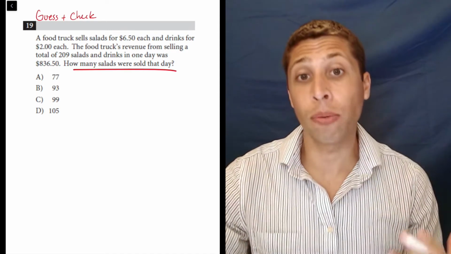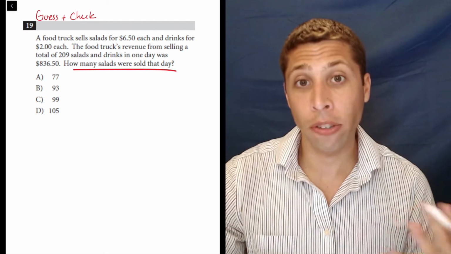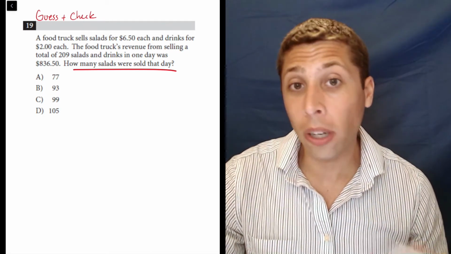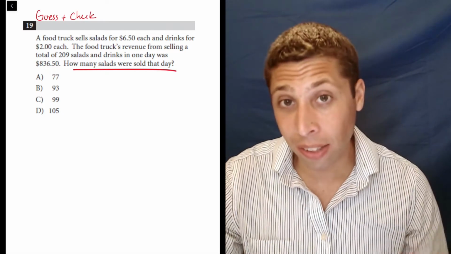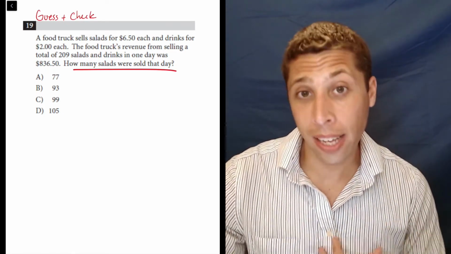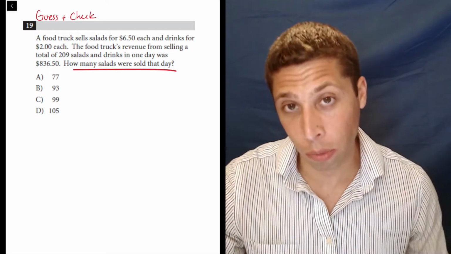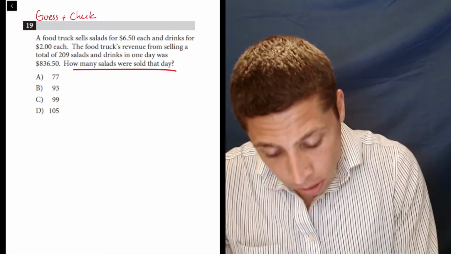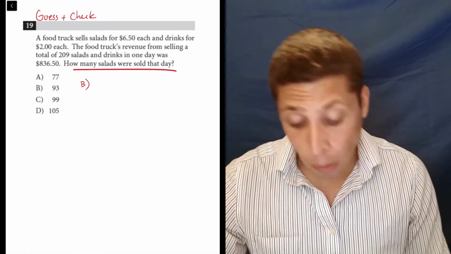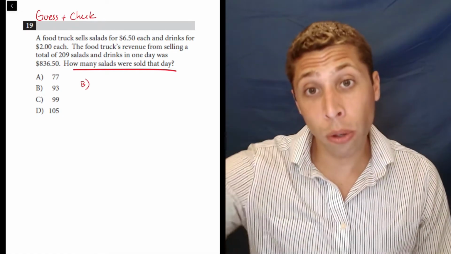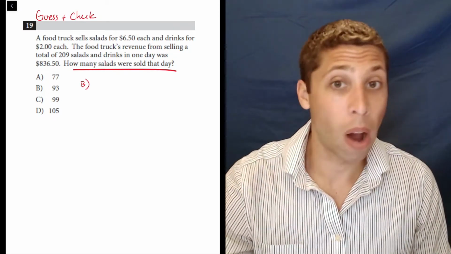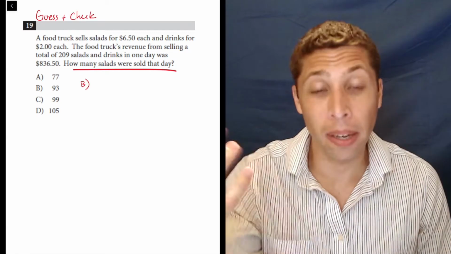So guess and check is really about just saying, I don't understand the question, but I understand the answers, and I can work backwards to see if the answer matches with the information that I'm given. So when I guess and check, I almost always start with choice B, okay? Why? Well, B is in the middle, and if I'm wrong, then I can go towards a bigger or a smaller number depending on how wrong I am, right? So I can see the problem and adjust.